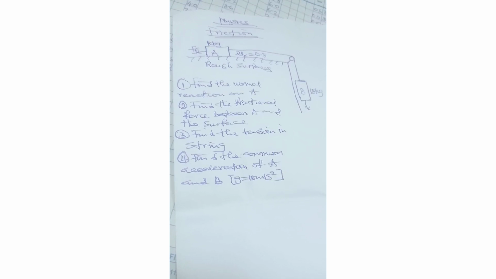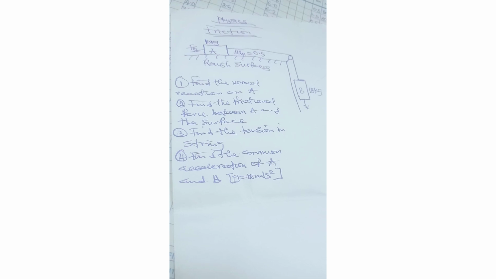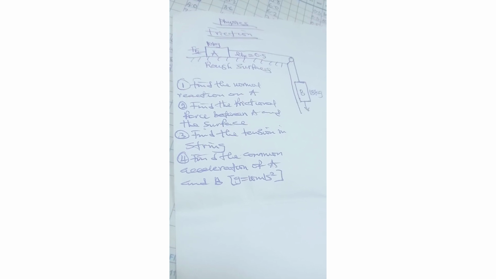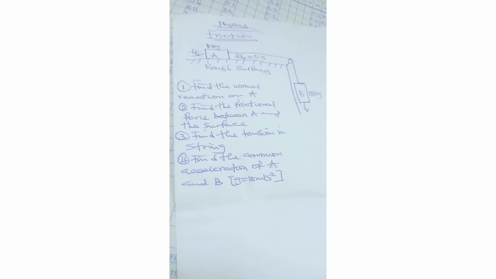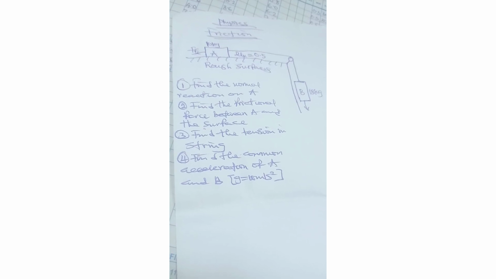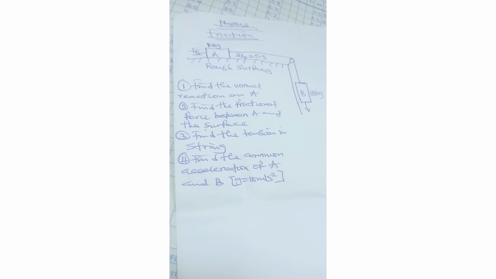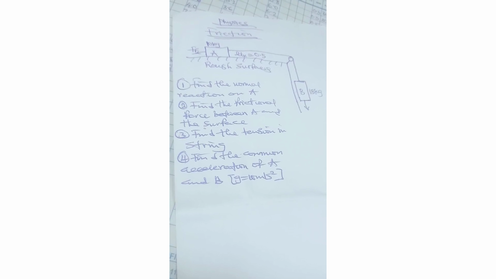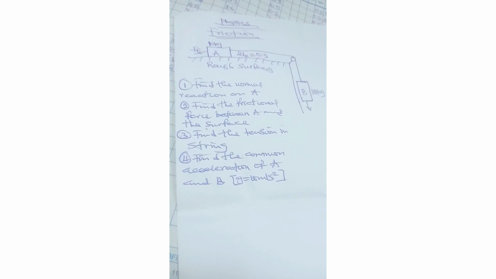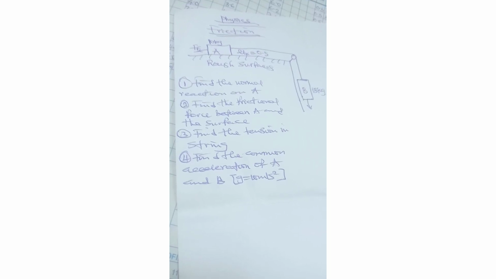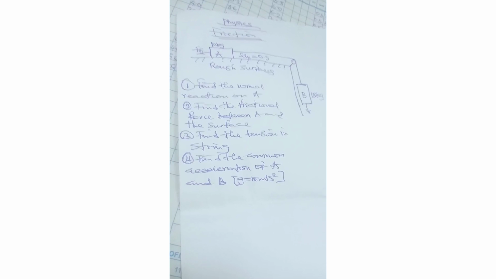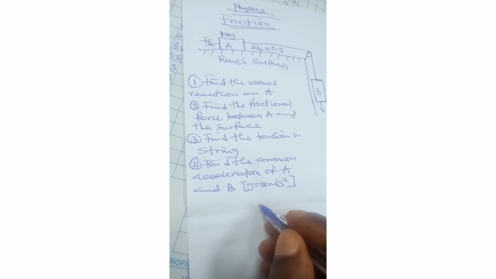Looking at this question, we have to find the normal reaction on the surface, and we have to find the frictional force between A and the surface, and third, we are asked to find the tension in the string, and fourth, we are asked to find the common acceleration of A and B, given that g is equal to 10 meters per second squared. To solve this question, remember, as we always do, solution.